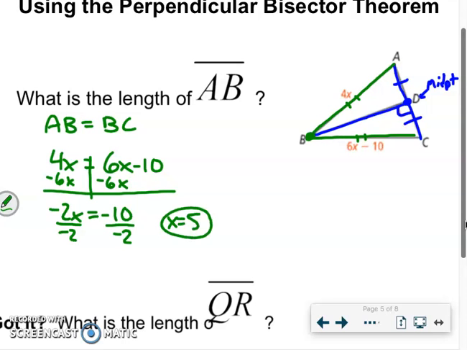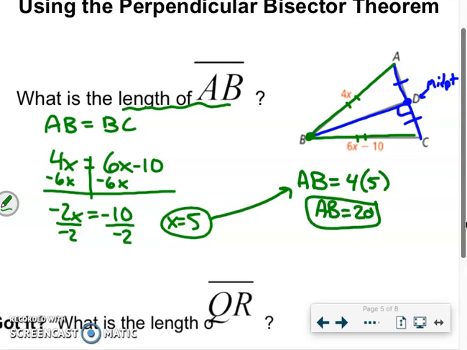Okay, we did not answer the question. They want the length of AB, so we're going to take that x equals 5 and plug in for our final answer. AB is 4 times x, and we just figured out that x is 5, which means that AB is 20. If I plug in 5 to the other equation, I should get 20 out as well. So that would be 6 times 5, or 30. 30 minus 10 being 20.